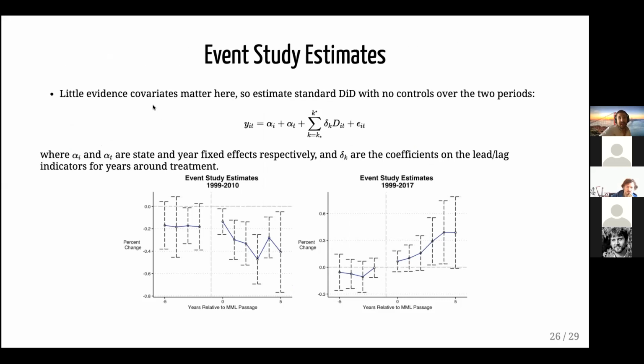There was little evidence, using the data, that the covariates mattered in these regressions at all. They didn't change the coefficients at all. Most of them were insignificant. So, for the purpose of this replication, I just dropped all the covariates, and we're just going to estimate a standard difference in differences.